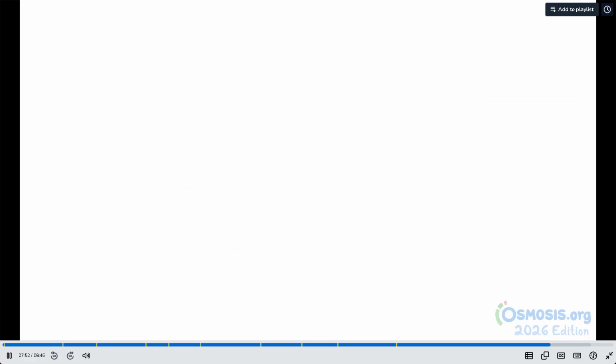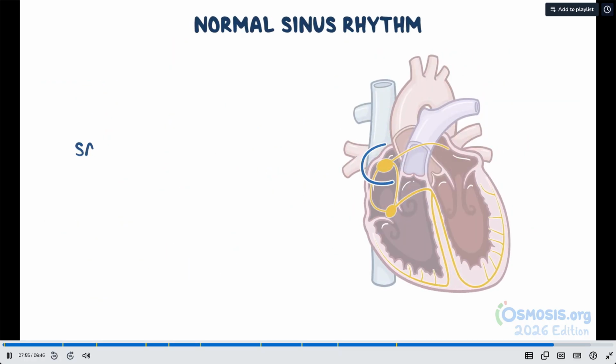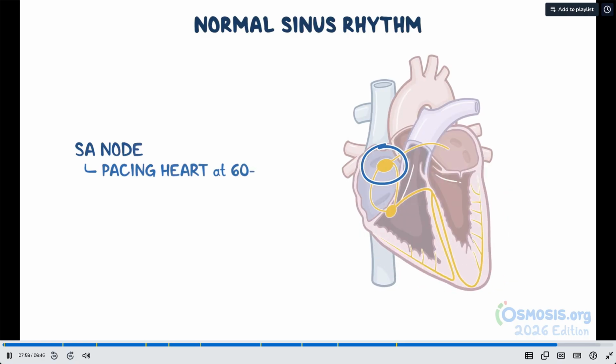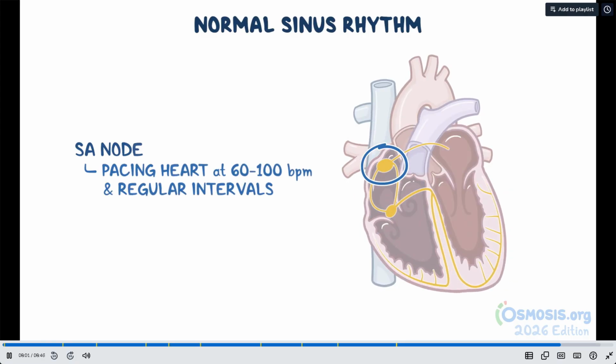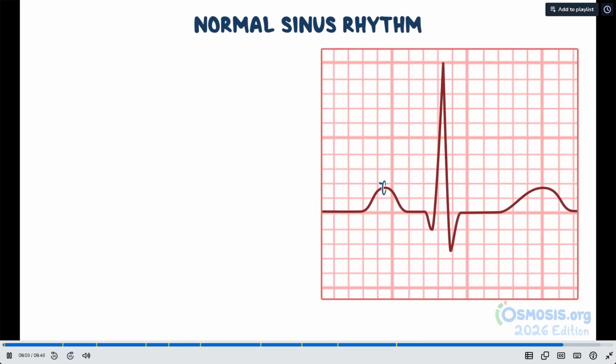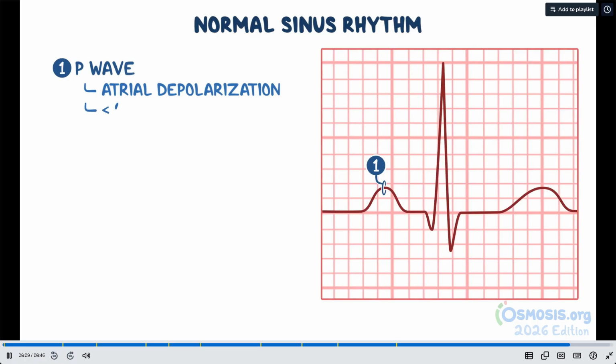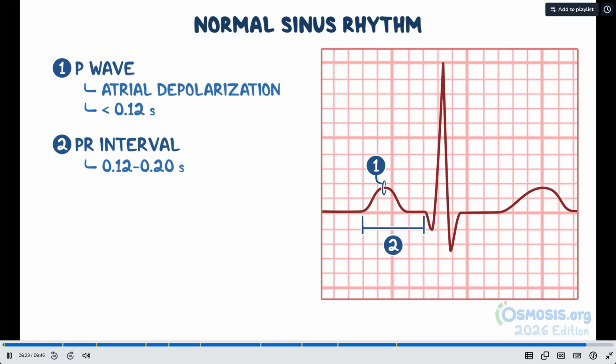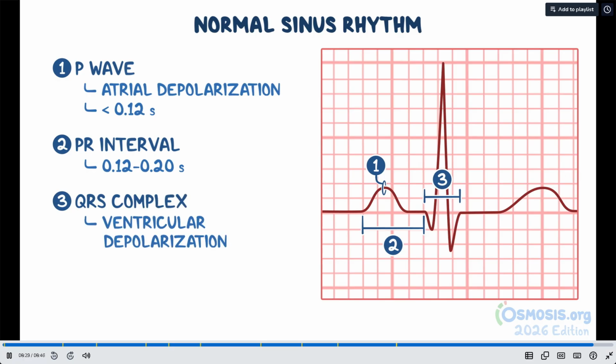All right, as a quick recap, normal sinus rhythm means the SA node is pacing the heart at a rate of 60 to 100 beats per minute with regular intervals. On the ECG, there's a P wave, which corresponds to the atrial depolarization wave and should be less than 0.12 seconds. The interval from the beginning of the P wave to the beginning of the QRS complex is the PR interval, which should last from 0.12 to 0.20 seconds. Next up is the QRS complex, which represents ventricular depolarization and should be no more than 0.10 seconds.